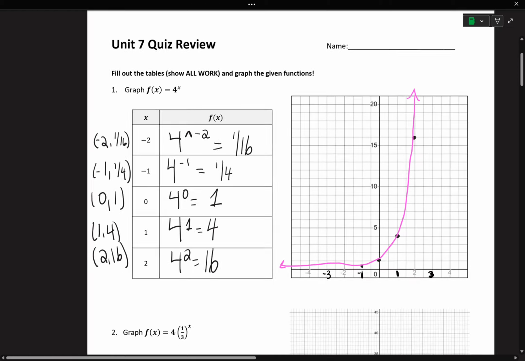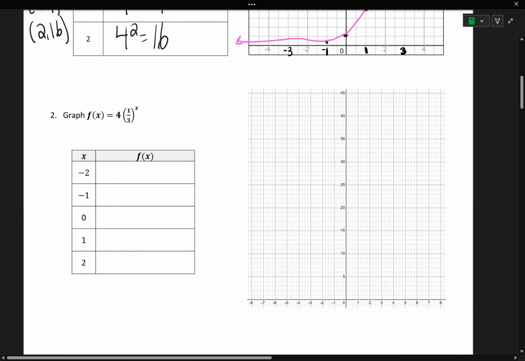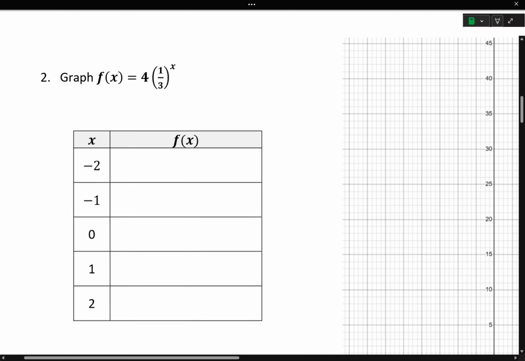Alright, let's try the next one. Number 2, we have the function 4 times 1/3 to the power of x. Just like last time, you're going to be putting this into your calculator and switching up the x's every time. Let me show you how to do the first one just so we can talk through it, and then just like number 1, pause the video, fill out the table, and see if we got the same thing.